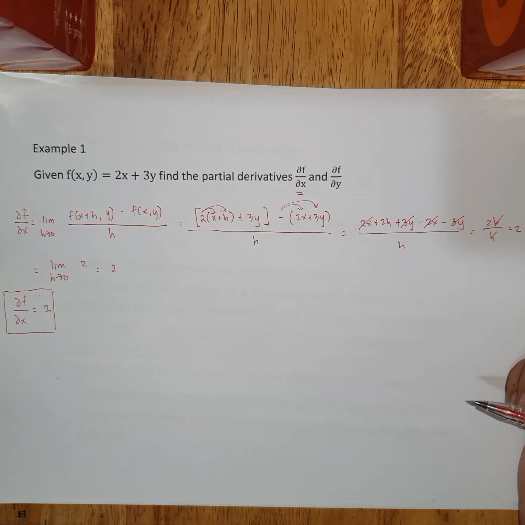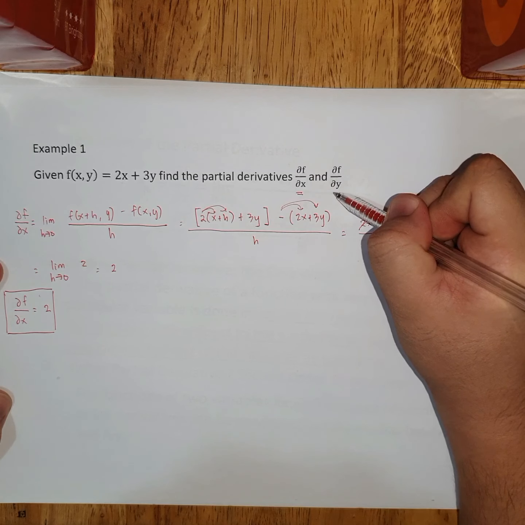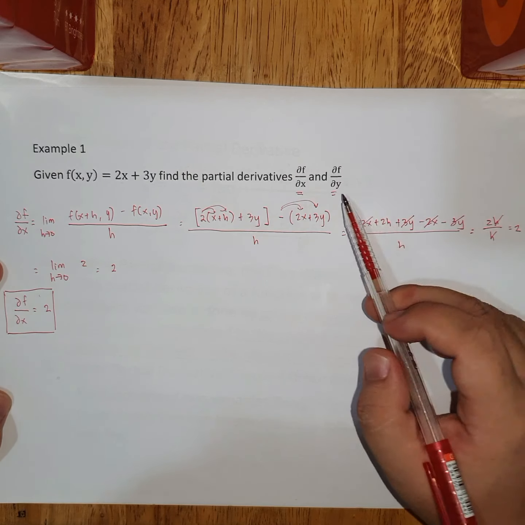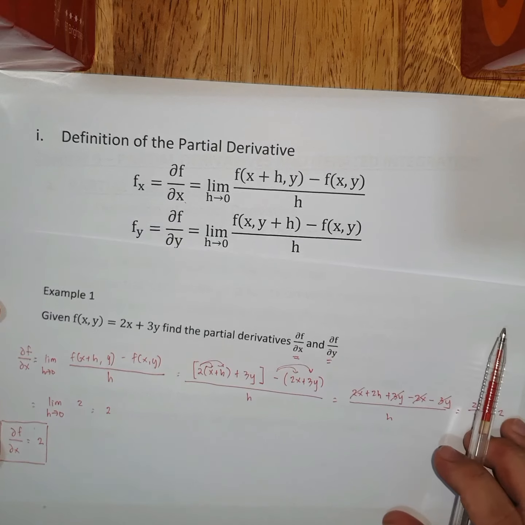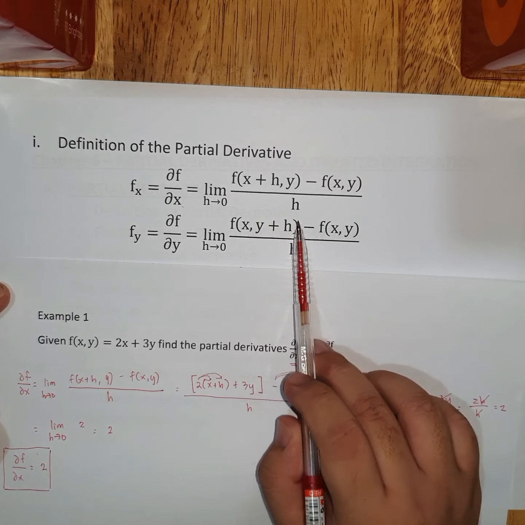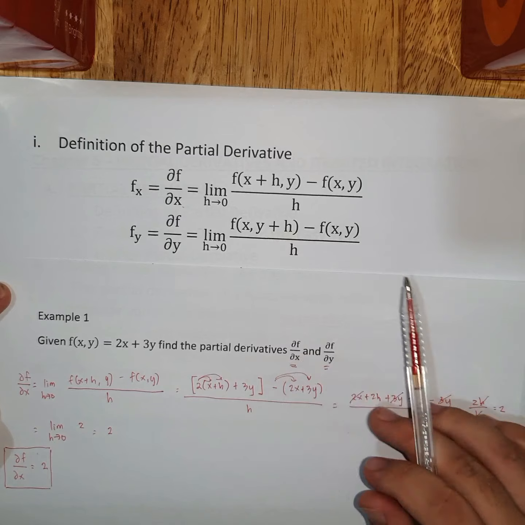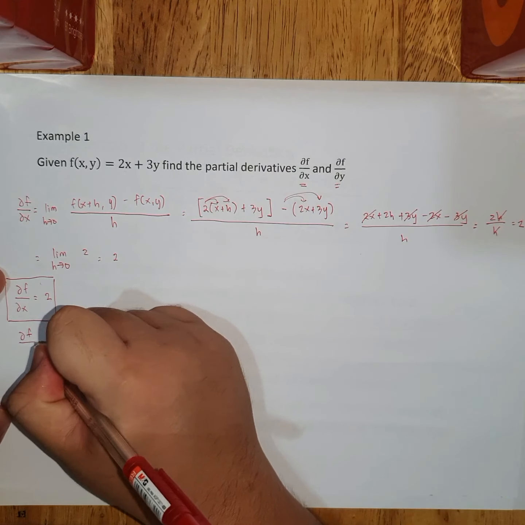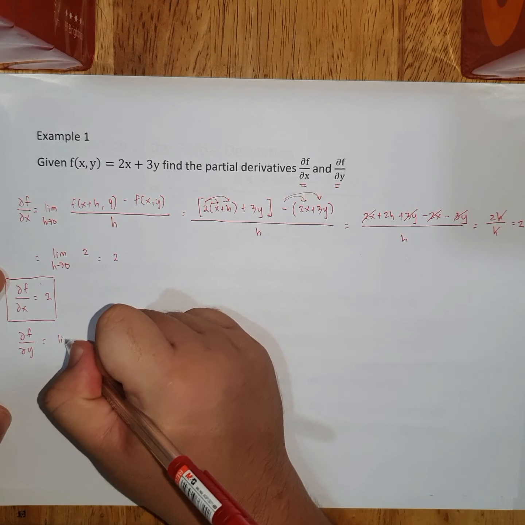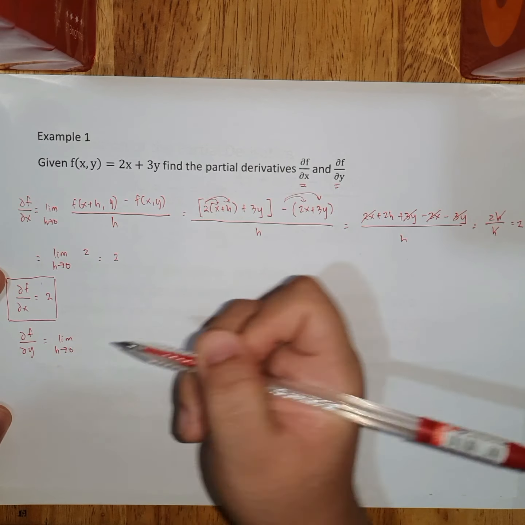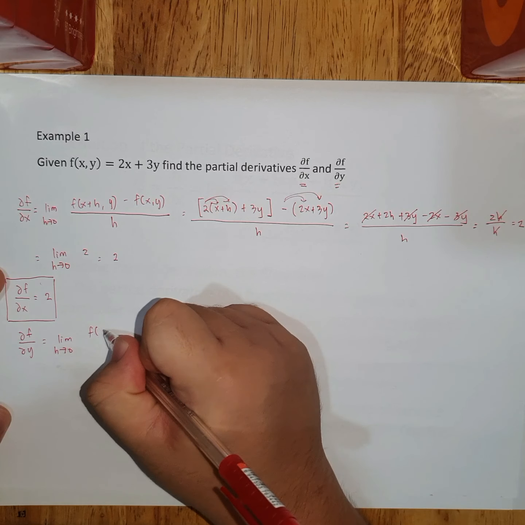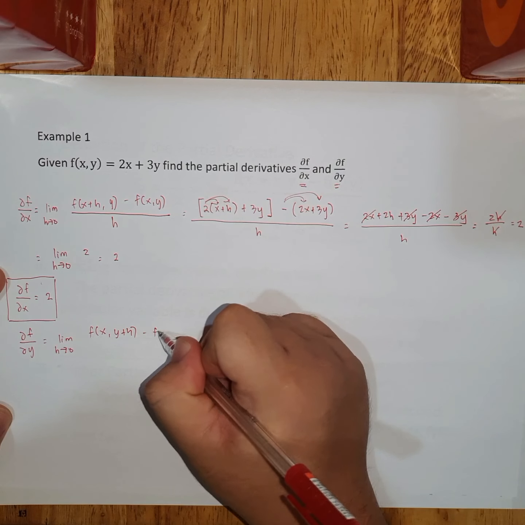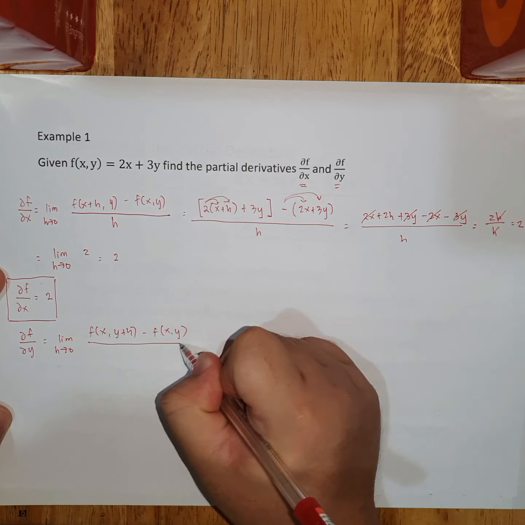Next. Para dun sa partial of f with respect to y naman tayo. Okay? So, ngayon, ang lalagyan naman natin ng h is yung y variables natin. Okay? So, partial of f with respect to y is equals to limit of h approaches 0, f of x comma y plus h minus f of x y over h.